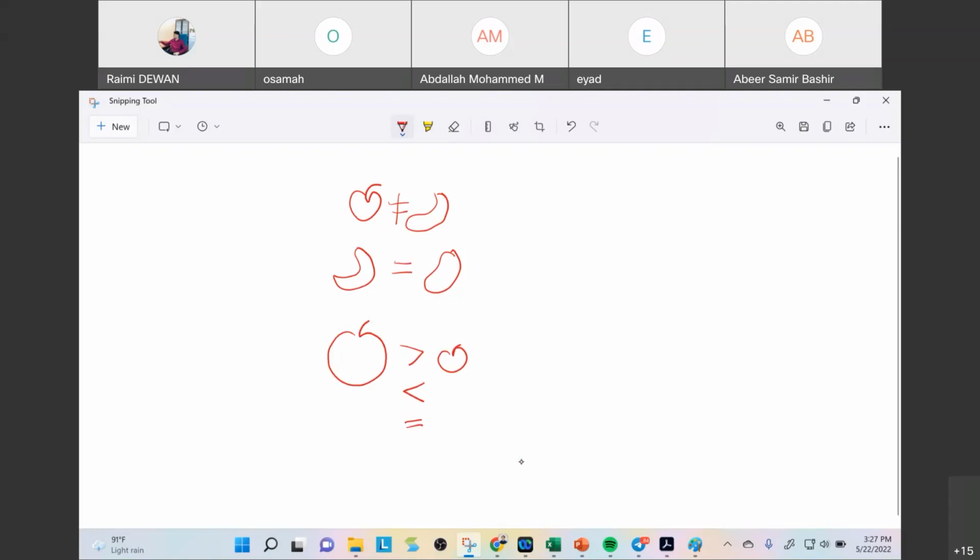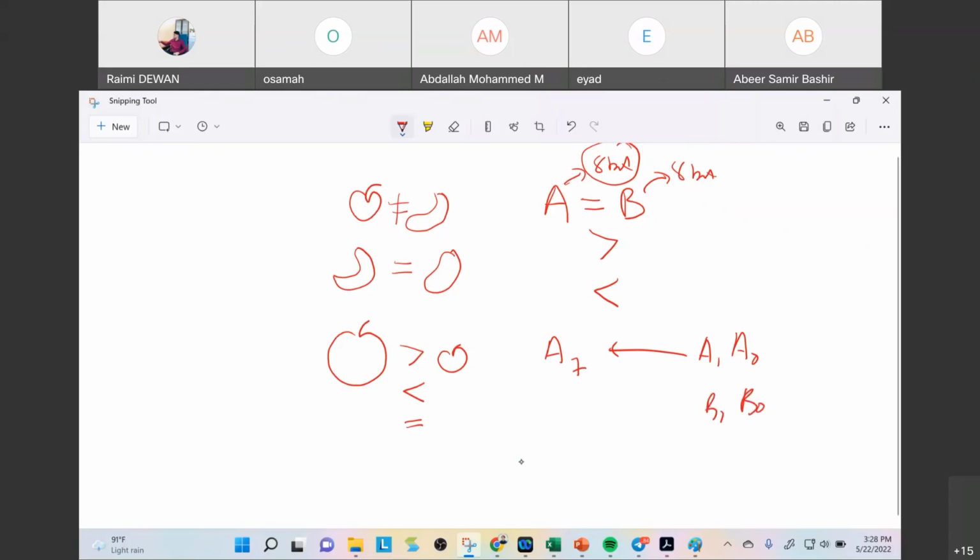It compares whether the bit or the symbol is equal to the next one, B. It can be any number. For example, A can be 8 bit and B can be 8 bit also. A is equal to B, or A is greater than B, or A is less than B. If it is 8 bit, you will have A0, A1 until A7, and B0, B1 until B7.